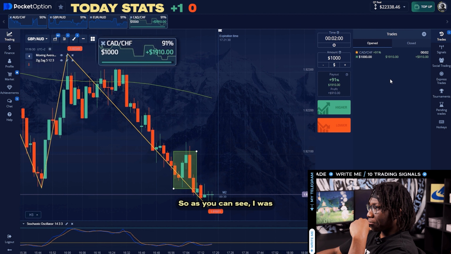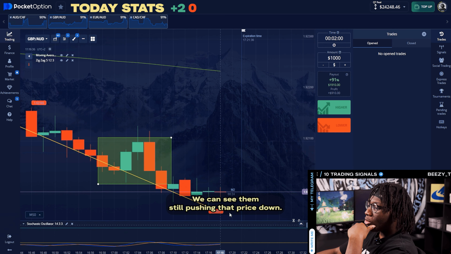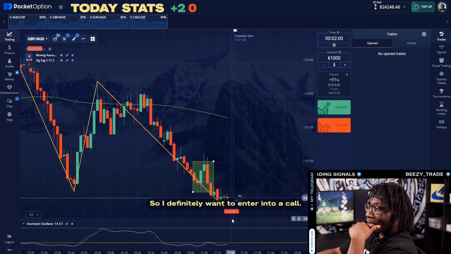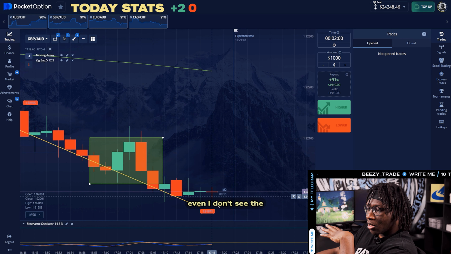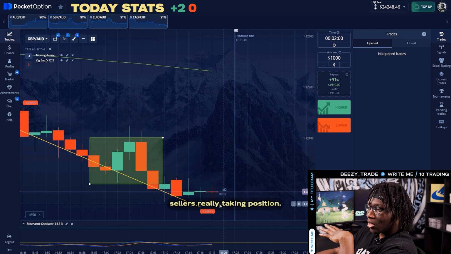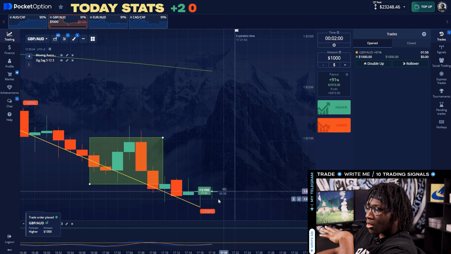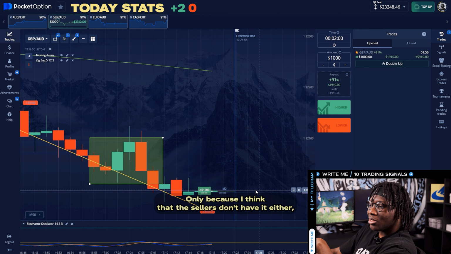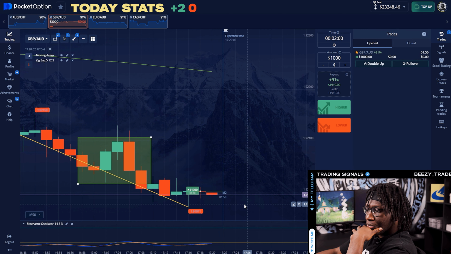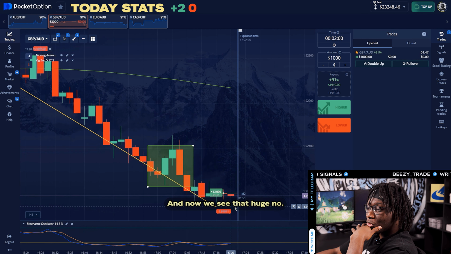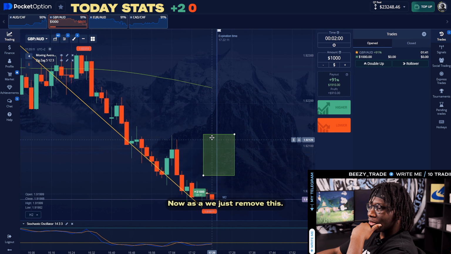So as you can see, our Swiss franc Canadian dollar trade seems to be working. Now we're seeing that picking up steam a little bit. You can see them still pushing that price down. So I definitely want to enter into a call, but I'm gonna be a little bit more careful because I don't see the sellers really taking position. So we'll go with a call, only because I think that the sellers don't have it either, because we don't see that huge push downwards. And now we see the huge push downwards. I will just remove this.